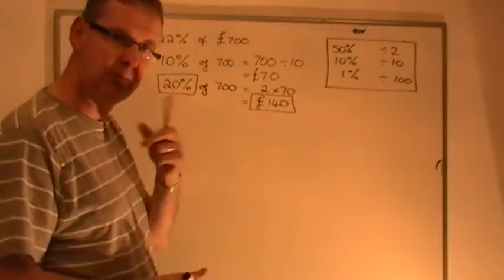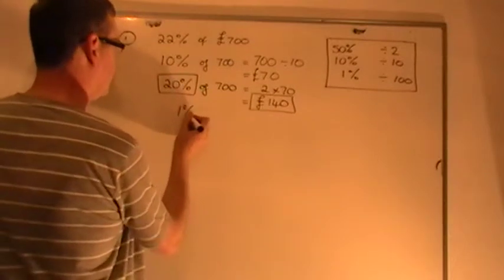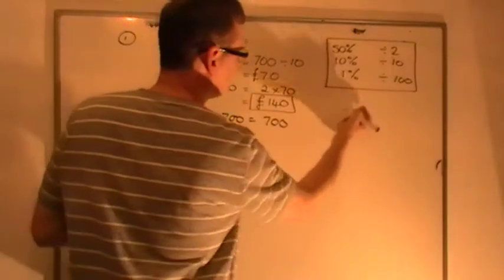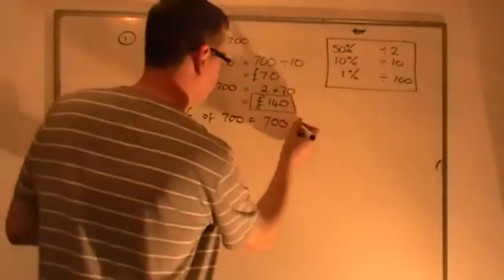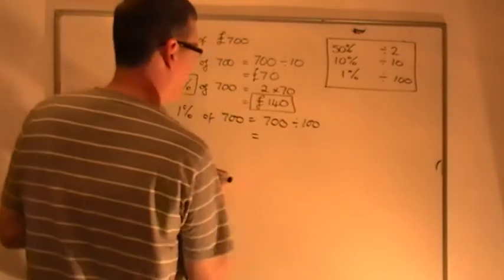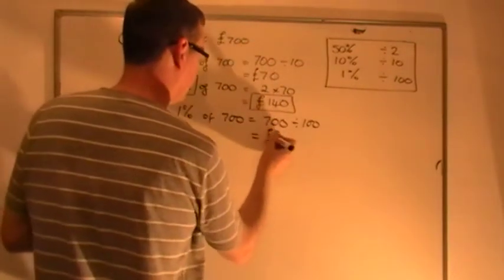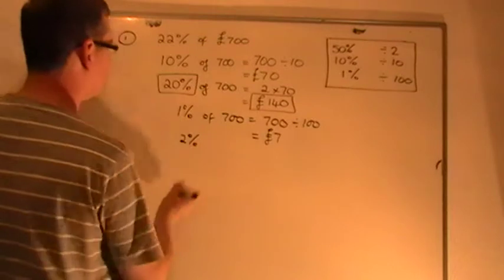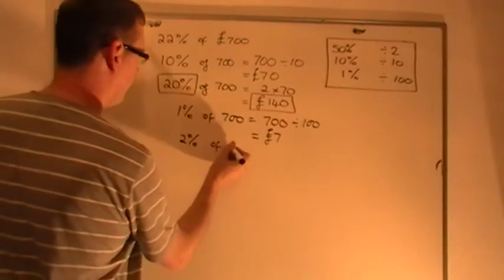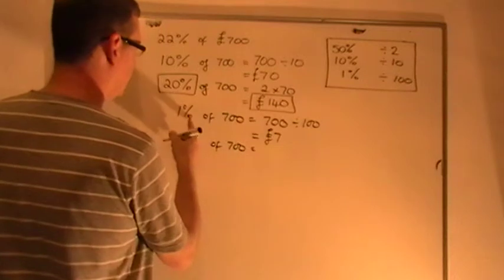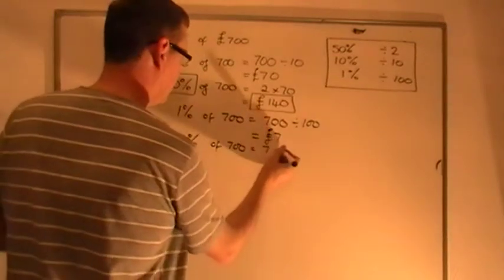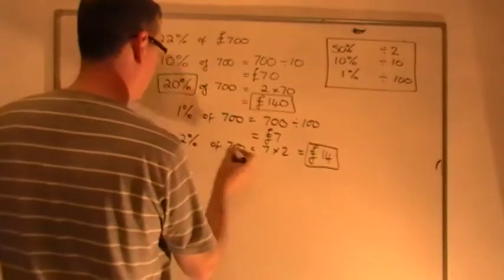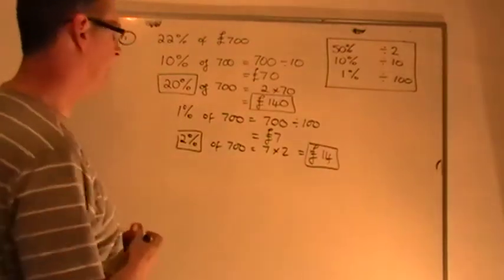Okay, but I want 22%. Fine, let's work out what 1% is then. So 1% of 700, to work out 1% of something, you just share it by 100. So we share by 100, and knock 2 noughts off, gives you an answer of £7. Now, I want 2%, because I want 22% of 700. 1%, if you double it, you get 2%, so take the 7 and double it, you get £14. And that is what 2% is.